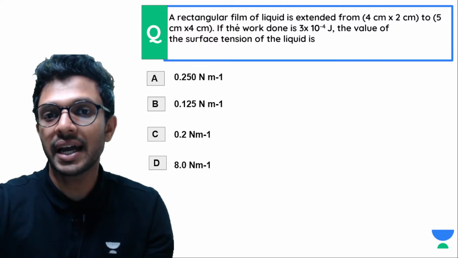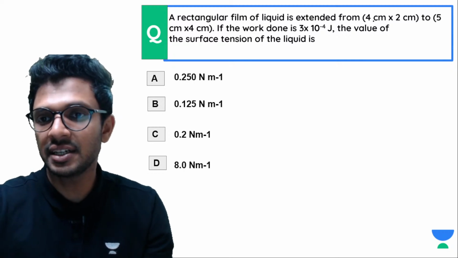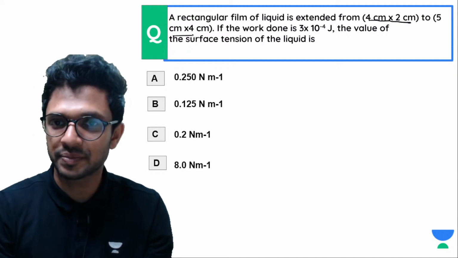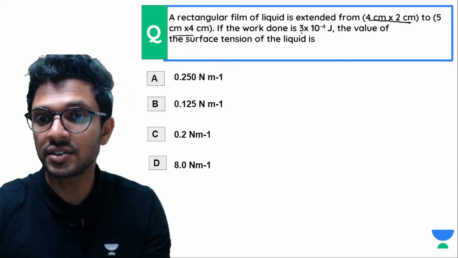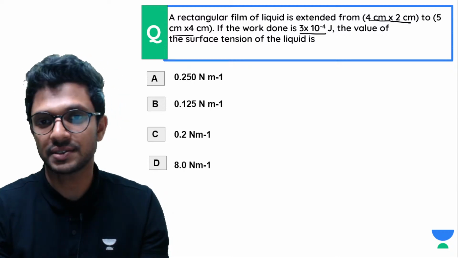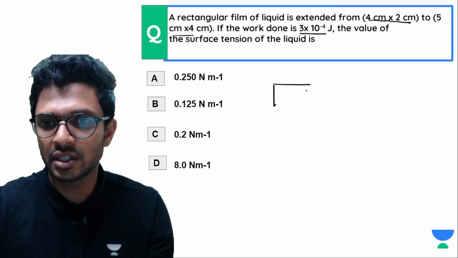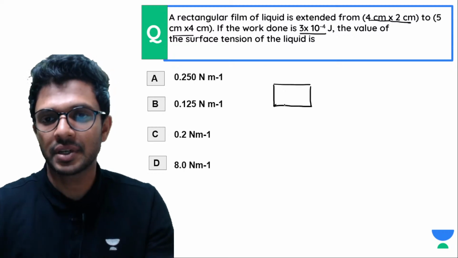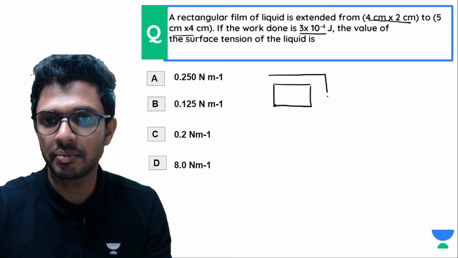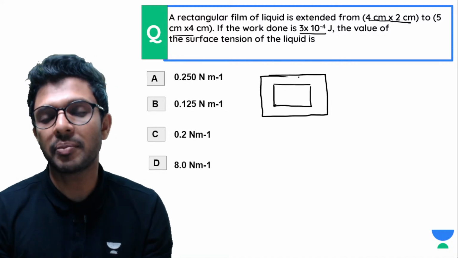So, initially, you are having a rectangular film of liquid, which is extended from an initial area to a larger area. If the work done is 3 into 10 power minus 4 joules, find the value of surface tension. How will you do it? There was a rectangular film like this. Now you are extending that from all the sides and you are making this a bigger rectangular film. Tell me what has happened here.